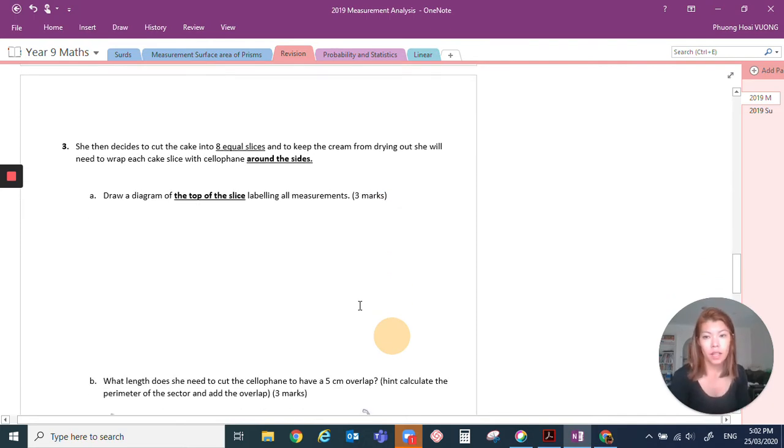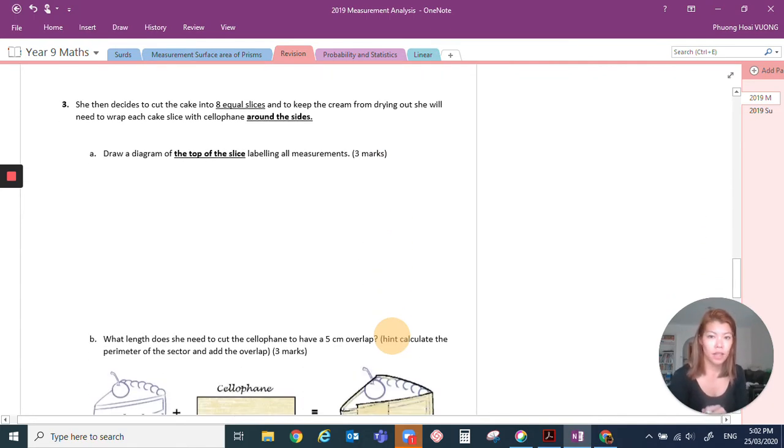She then decides to cut the cake into 8 equal slices and keep cream from drying out. And to keep the cream from drying out, she will need to wrap each of the slices with cellophane around the sides. Draw a diagram of the top of the slice, labeling all measurements.